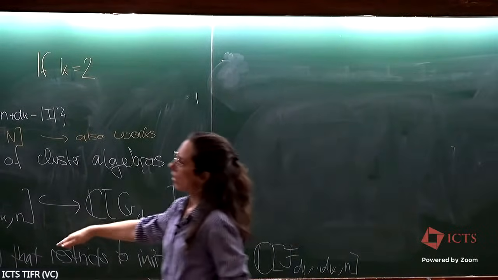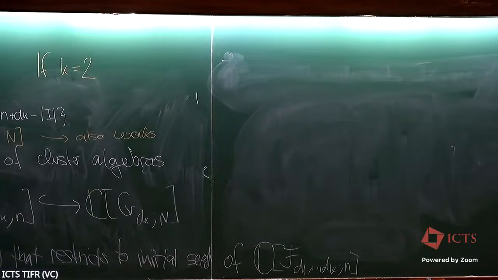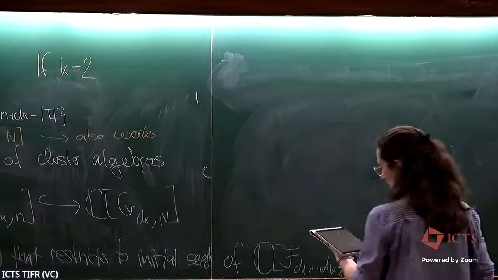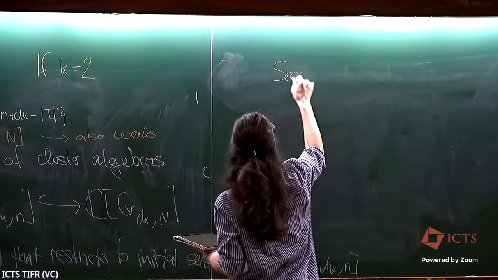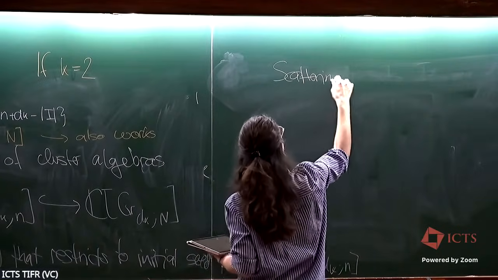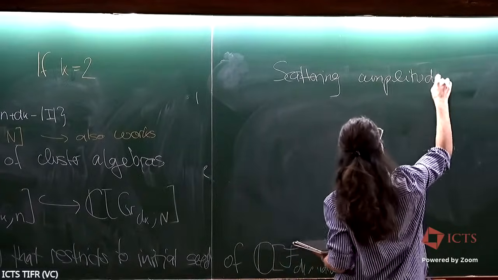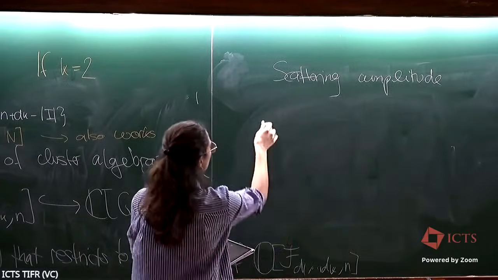So this result turned out to be important in applications, and also the result that related the tropicalizations of an ideal with the tropicalization of a cluster variety. So let me tell you a bit about where we're going. So what's the scattering amplitude? In very rough terms, this is a function.